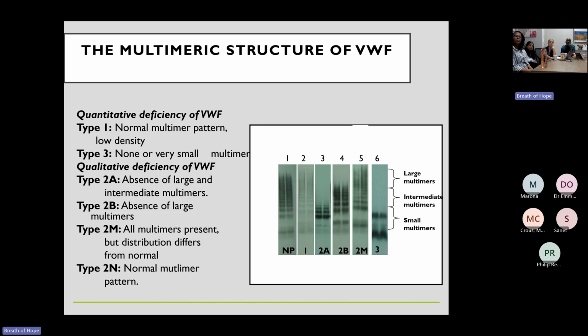And in type 3, as you can see in lane 6, there's almost no von Willebrand factor being produced. And in type 2A, there's absence of your large and intermediate multimers. So type 2A needs to bind to collagen, and this we actually detect, and we can confirm if there's absence of large or intermediate multimers. Type 2B, where there's an increased affinity for glycoprotein 1b on platelets, they usually also present with absence of large multimers. And type 2M usually have normal multimers, and type 2N abnormal multimers. So as you can see in our workup, we'll actually go with elimination of what type the von Willebrand will be.